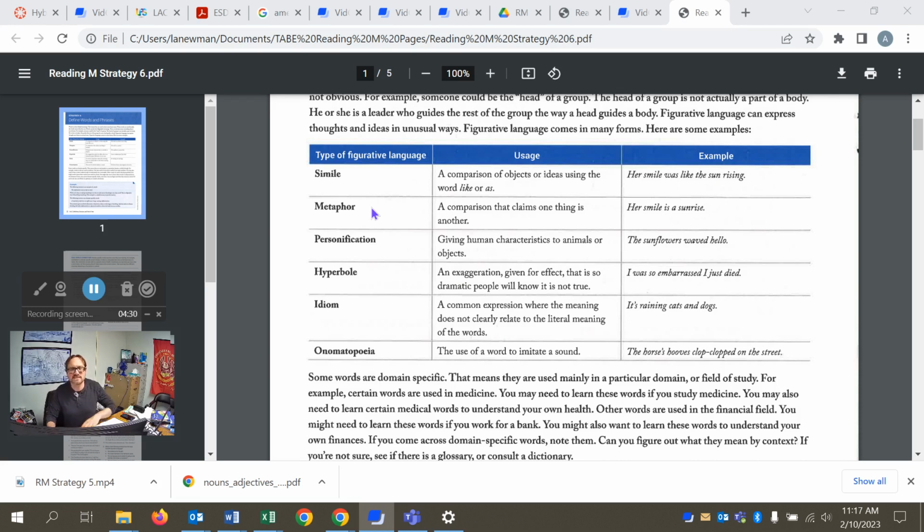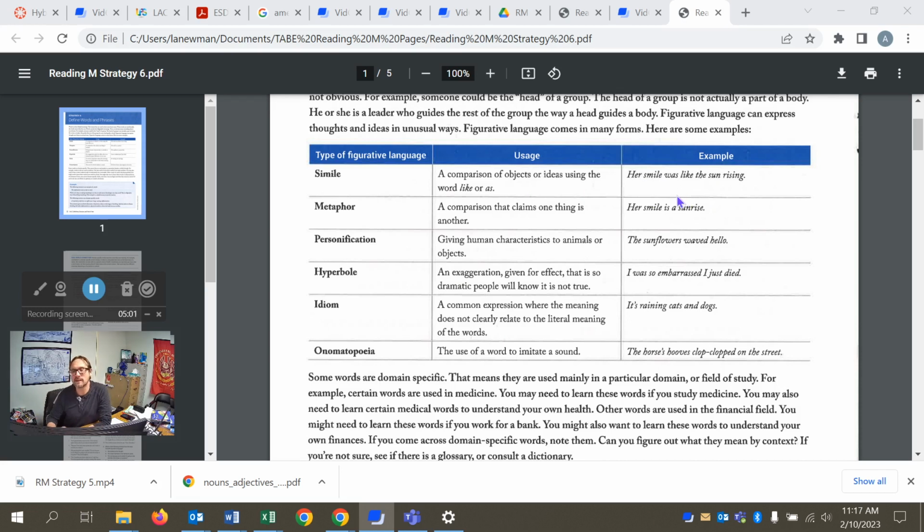Okay, first type is the simile, and that's how it's pronounced. We pronounce the E at the end. And it's a comparison of objects using the word like or as. In figures of speech or figurative language, we're trying to draw maybe an unlikely comparison between two things to emphasize something about one of those objects. And see in our example here, her smile was like the sun rising. We do things like this in speech all the time.